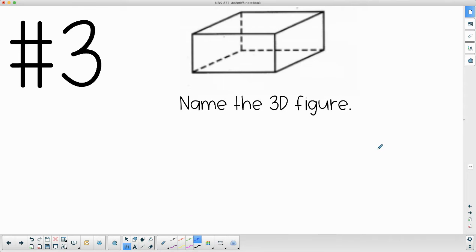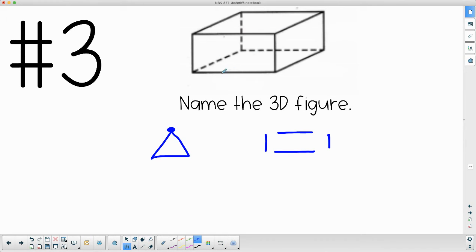Number 3 wants us to name this 3D figure. So remember, pyramids are going to have triangles going all the way around the side, and they all are going to meet at a point. Prisms are going to have 2 sides that are parallel to each other. And it's also going to have a base and a top that are parallel to each other. So the whole thing is parallel when you have a prism.